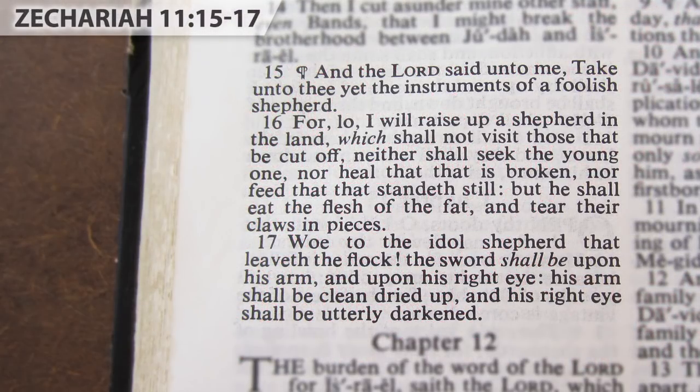Zechariah 11:15. And the Lord said unto me, Take unto thee yet the instruments of a foolish shepherd. For lo, I will raise up a shepherd in the land, which shall not visit those that be cut off, neither shall seek the young one, nor heal that is broken, nor feed that standeth still. But he shall eat the flesh of the fat, and tear their claws in pieces. Woe to the idle shepherd that leaveth the flock! The sword shall be upon his arm, and upon his right eye. His arm shall be clean dried up, and his right eye shall be utterly darkened. Woe to the idle shepherd!